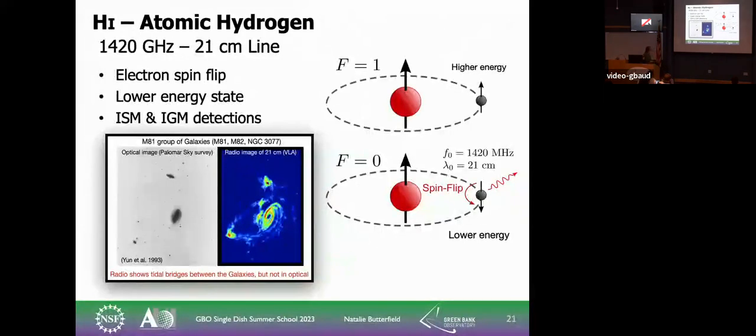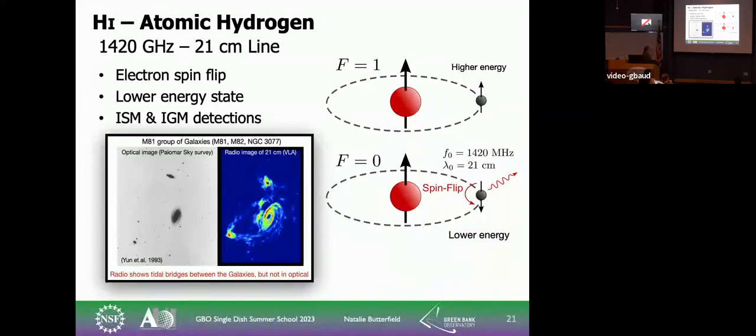All right, so the next emission mechanism that I'm going to talk about is H1. So H1 is atomic hydrogen. So this is the 1420 megahertz transition, or the 21 centimeter line. And this has to do with the spin flip of your electron in your hydrogen atom. So you have your higher energy state where you have your proton, you have your electron, and their spins are oriented in the same direction. And spontaneously, you'll get this flip down to this lower energy state where they're in opposite directions. And that spin flip and the emitted photon has a rest frequency of 1420 megahertz.